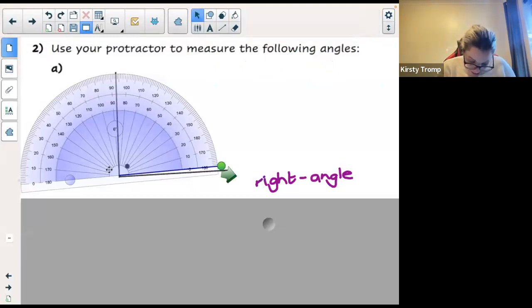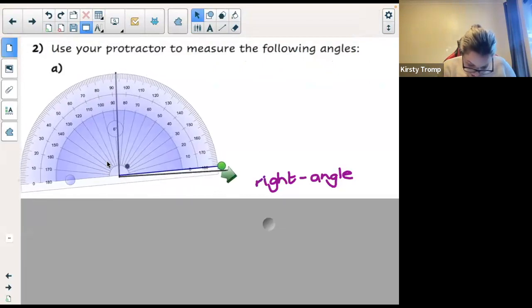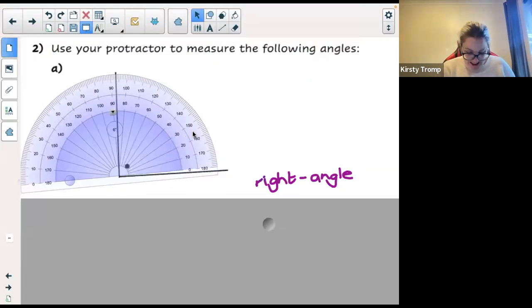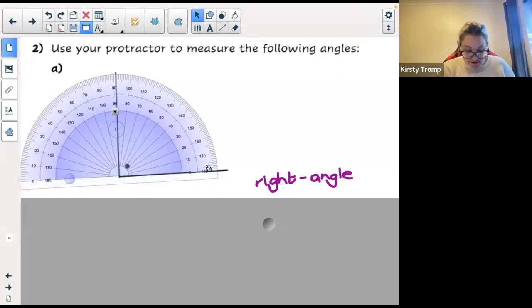I need to put it on the origin. Yes, ma'am, I've got it on the origin. Is that right? It's not completely right because it's not touching the complete thing, ma'am. Awesome. So my baseline needs to also be touching. Yes, ma'am. Okay, perfect. Now what do I need to do? Now I need to measure.